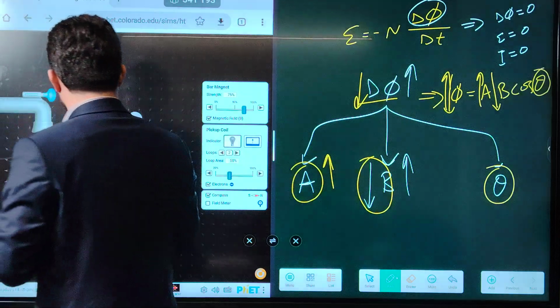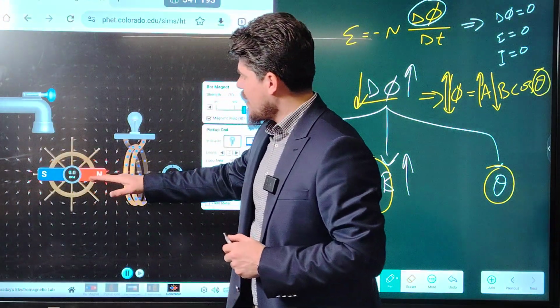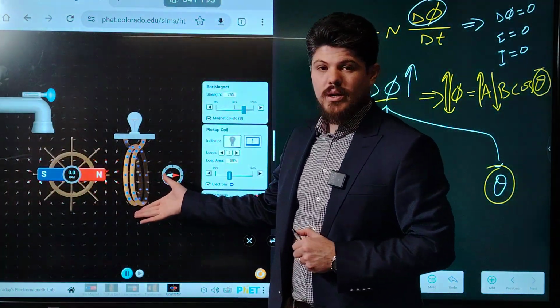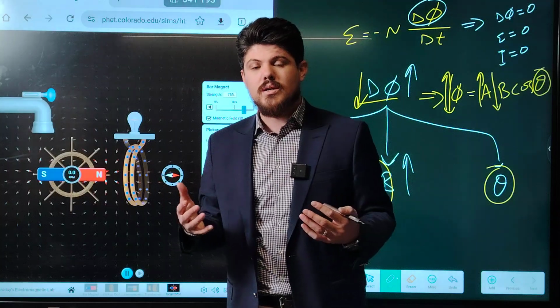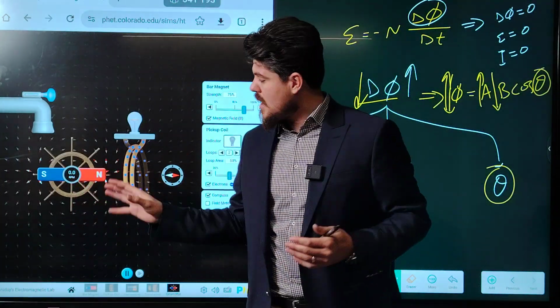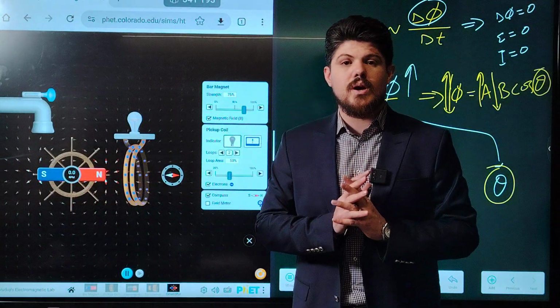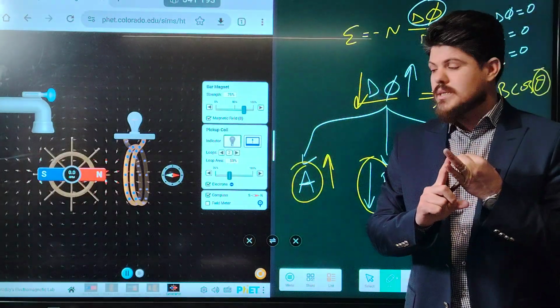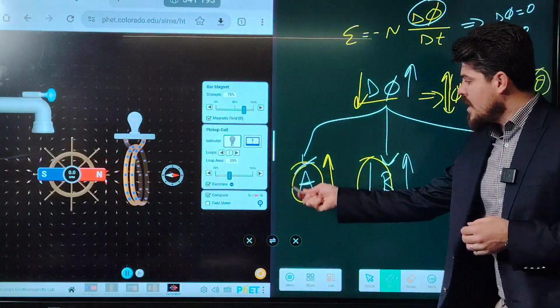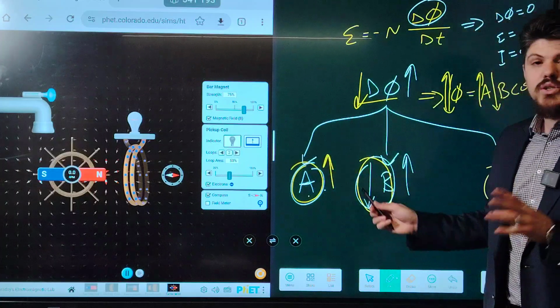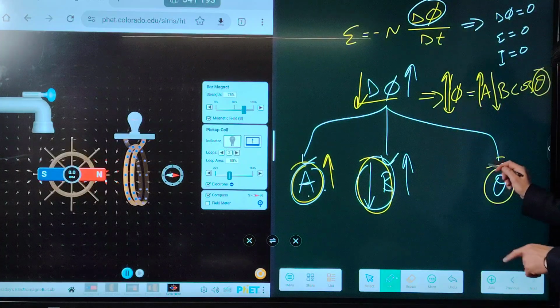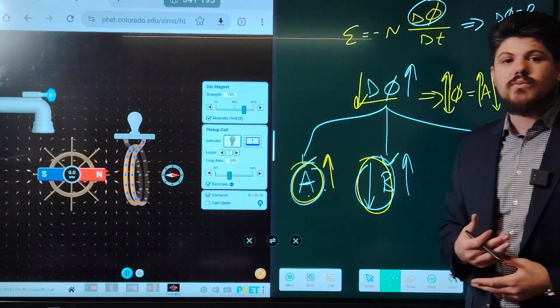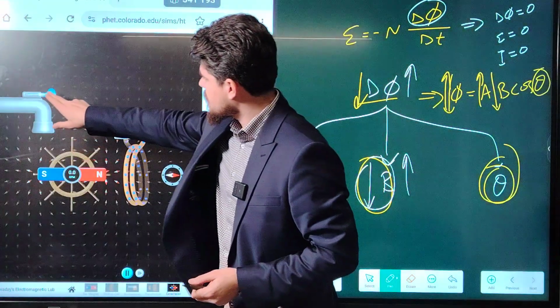Look at this simulation, guys. We have a bar magnet and we have a coil. If both are constant, the bar magnet is constant and the circular loop is constant, the area is constant. In this case, the magnetic field doesn't change, the area doesn't change. So what changes here? Only the orientation between the magnetic field and the circular loop changes.